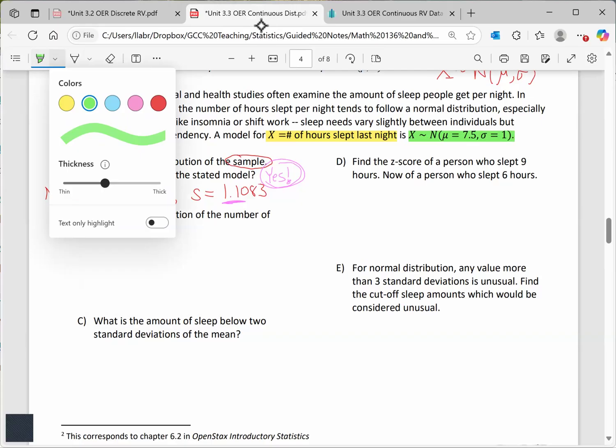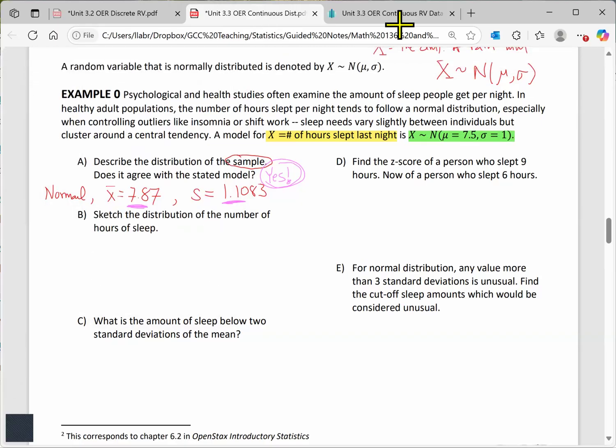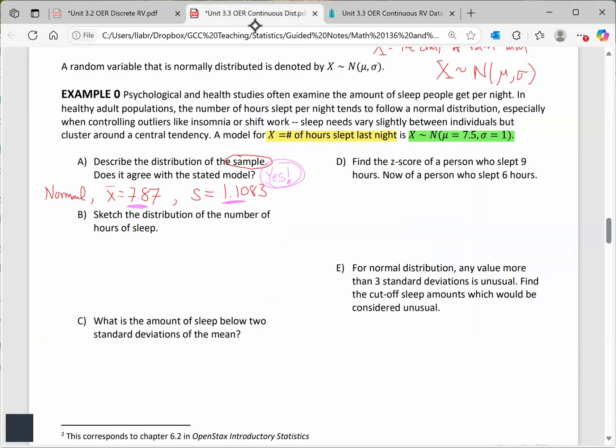So let's go ahead and sketch that here. And what I'm going to sketch is basically what we sketched here in red, what StatCrunch sketched for us. So remember that to sketch a normal distribution, you put your number line, mark your center. So this is going to be mu of 7.5. And then always mark the standard deviation right below that. So sigma is 1. Then we're going to go ahead and put a bell curve on top like this.